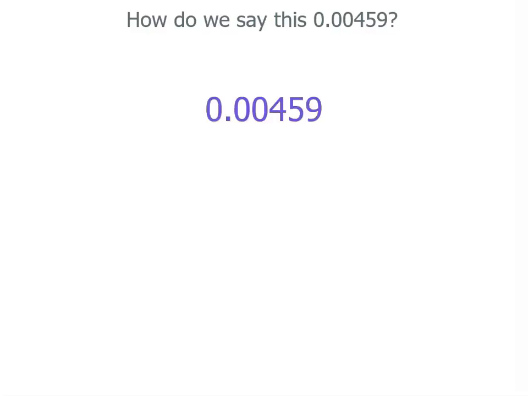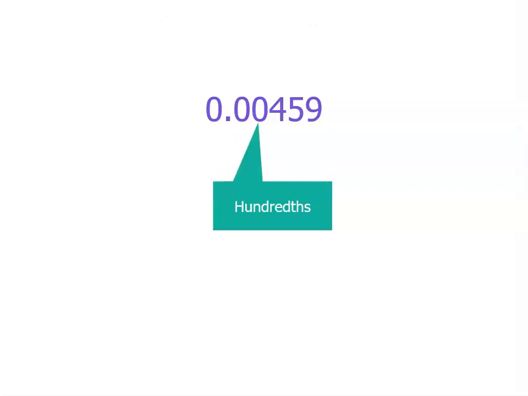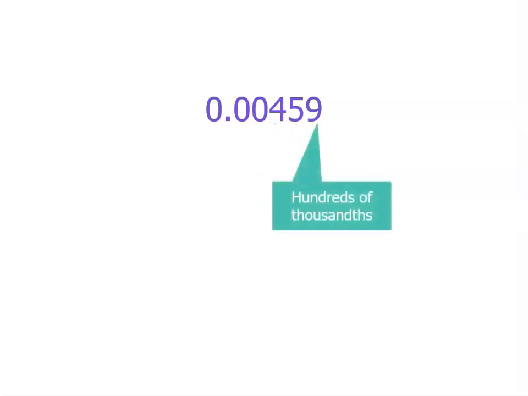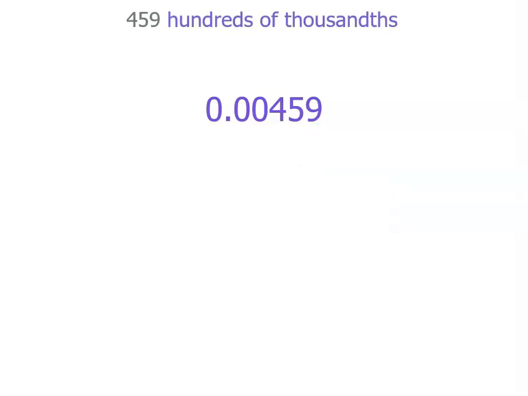0.34021. So how do we say this number? 0.00459. So it's less than 1 because we've got no units. So if we start to the right of our decimal point, we've got tenths, then we've got hundredths, then we keep moving right, we've got thousandths, tens of thousandths, and finally we've got hundreds of thousandths. So that's going to be what we call it.